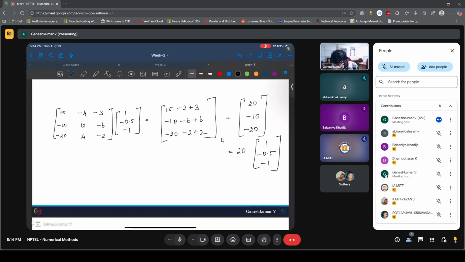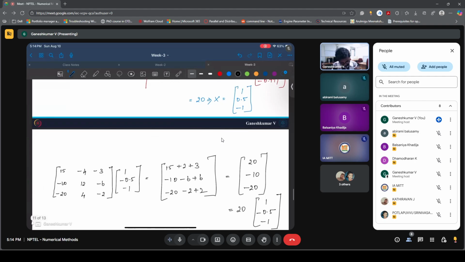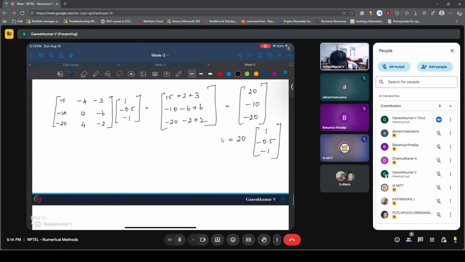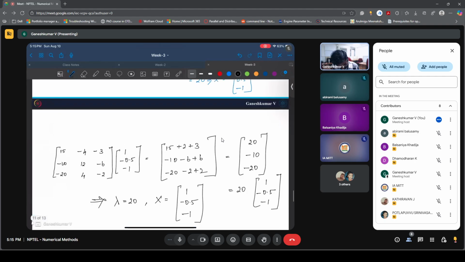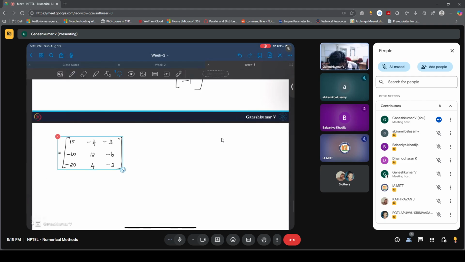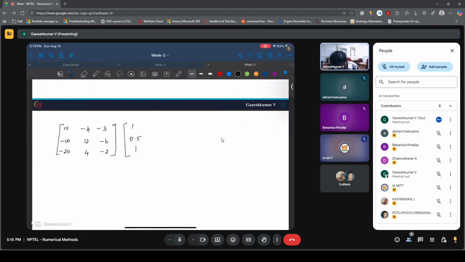But what eigenvector did we write? We wrote 1.5 and minus 1 for 20. Okay, let's try that. So from here lambda is 20 and the eigenvector is 1, minus 0.5, minus 1. These are the lambda and eigenvector. Now if I repeat this again, what did we find out? 1.5 and minus 1.